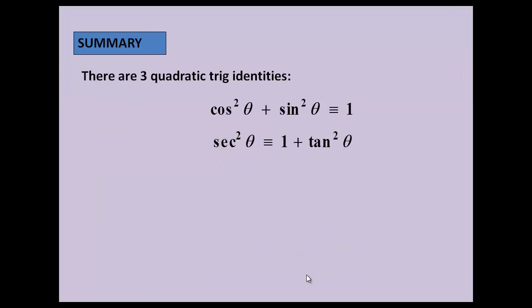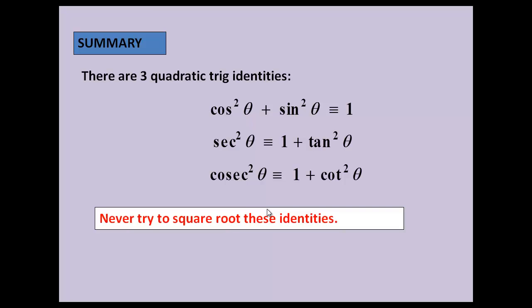Okay, so to summarise, cos squared theta plus sine squared theta equals 1. We have sec squared theta equals 1 plus tan squared theta, and cosec squared theta equals 1 plus cot squared theta. Notice they're all identities, they're all true for any value of theta. An important point to generally avoid, very, very rarely you may get a question where you'll see a square root of something like this, but on the whole, never try and square root these identities.